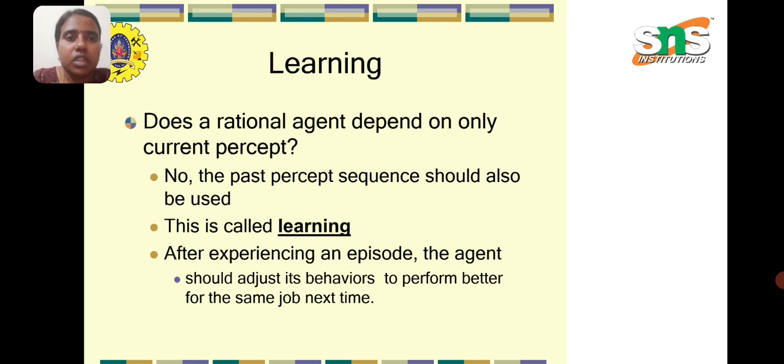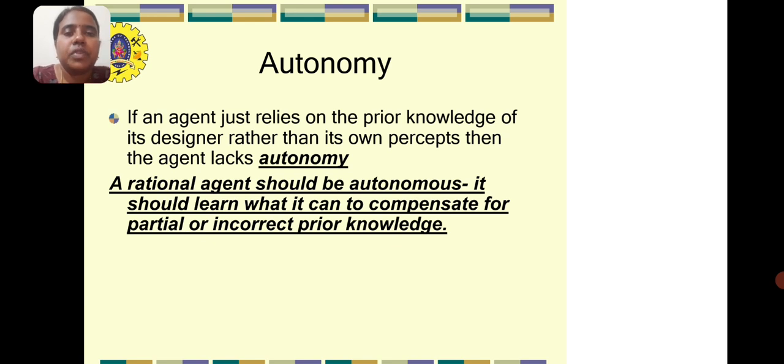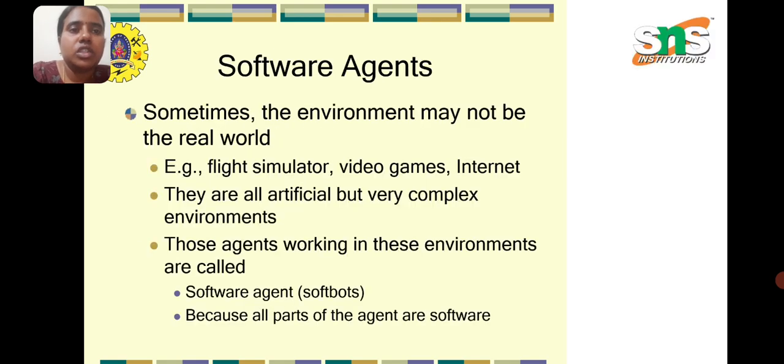Learning. A rational agent should not depend only on the current percept; the past percept sequence should also be used. This is called learning. After experiencing an episode, the agent should adjust its behavior to perform better for the same job next time. Autonomy. If an agent just relies on the prior knowledge of its designer rather than its own perception, then the agent lacks autonomy. A rational agent should be autonomous. It should learn what it can to compensate for partial or incorrect prior knowledge.